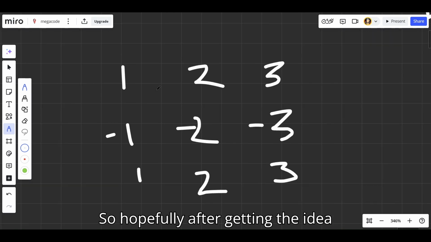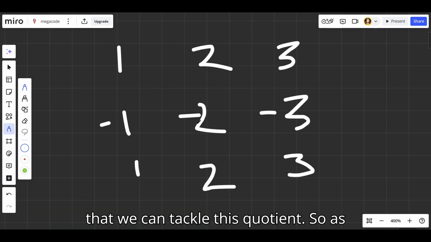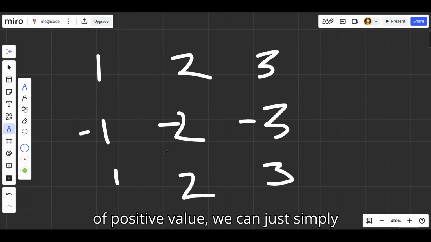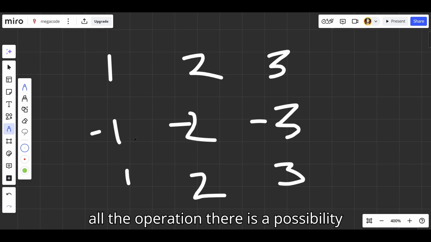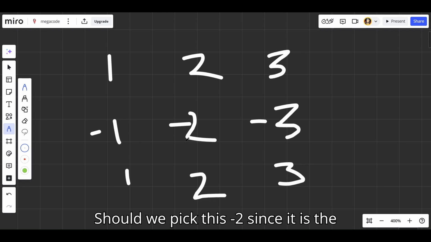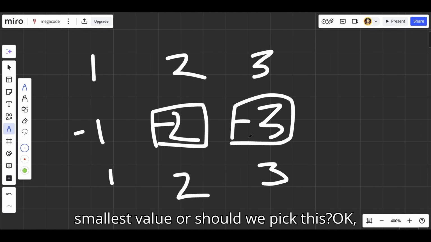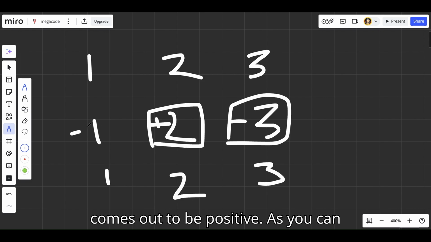So hopefully after getting the intuition behind it, I think we can tackle this question. As you can observe, if we have an odd number of negative values, then if I do all the operations, there is a possibility that one number is left negative. So which number should we pick? Should we pick this negative 2 since it is the smallest value, or should we pick this? Okay, let's try to pick this. But what if I pick this and these values come out to be positive?